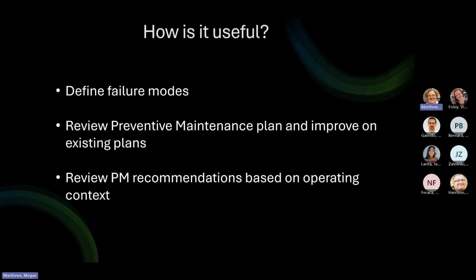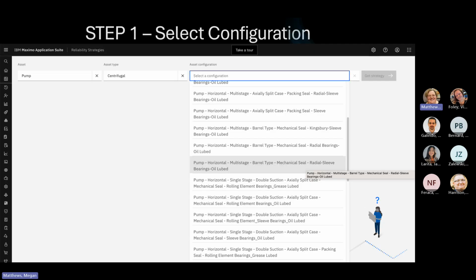But basically, how is it useful? First of all, it allows you to define the failure modes that you want in your system. Secondly, to review your PM plan and maybe improve on the existing plans that you have, or you could be creating new PMs based on the PM recommendations they have. And those PM recommendations have operating context, so you can say how critical it is and those sorts of things. So that's essentially what it's useful for. It's also used in some of the MAS applications that come with it. Maximo Health and Predict use the failure codes.